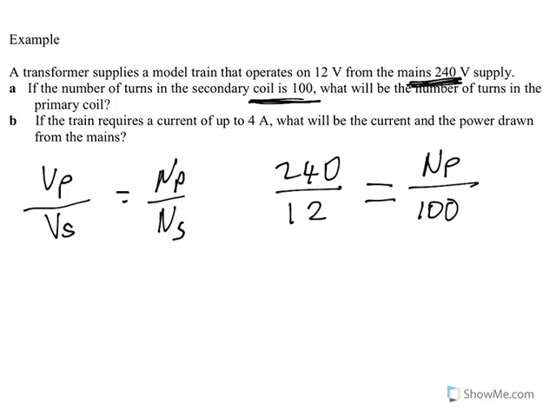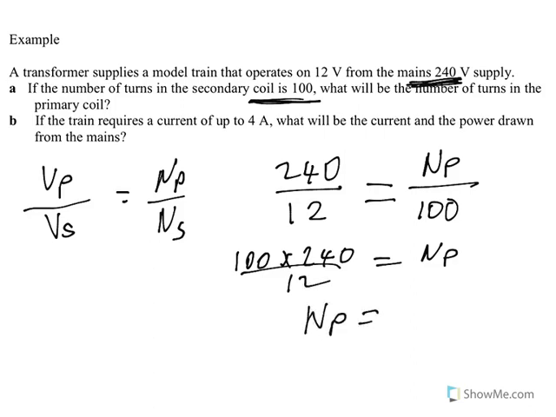So if we then figure out what that's got to be, now I've done it a different way in the notes, but it doesn't matter. Timesing both sides by 100: 100 times 240 divided by 12. Then you get your number of turns is got to be 2,000 turns in the primary coil, so that we get 12 volts out.